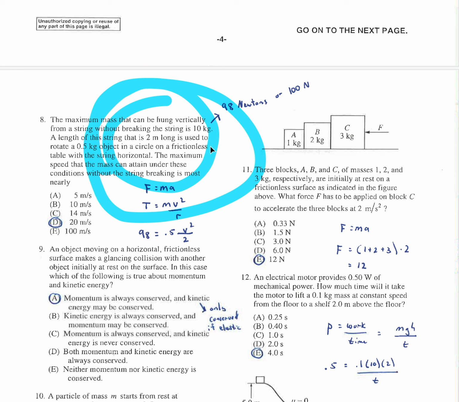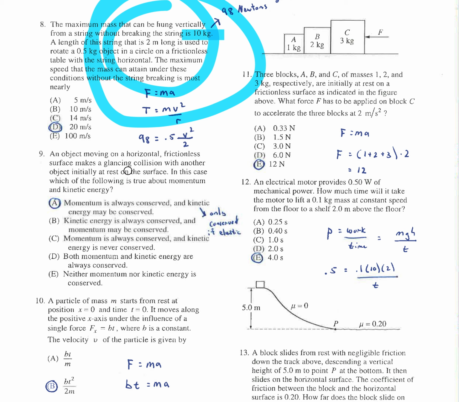Remember, the tension in the string is right here. They tell it to you. They tell you, hey man, the biggest this string can handle is 10 kilograms of weight, which is them telling you, oh, it can handle 98 newtons of force. Remember, mg.